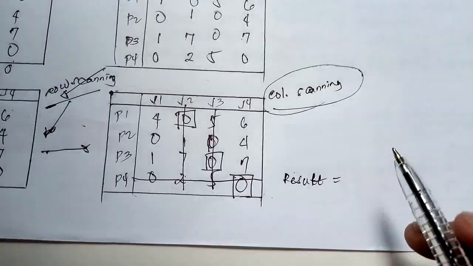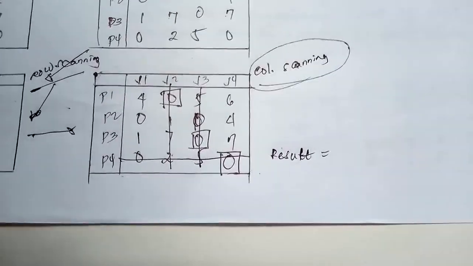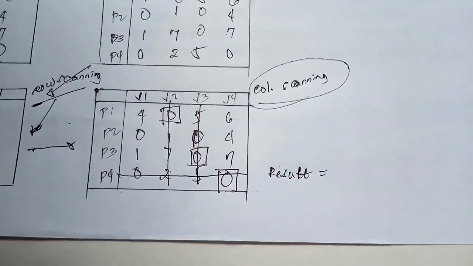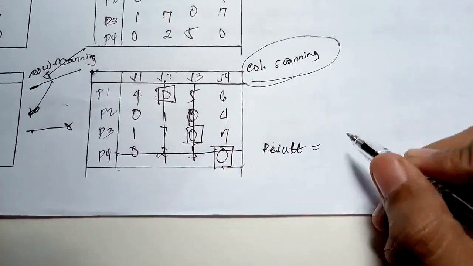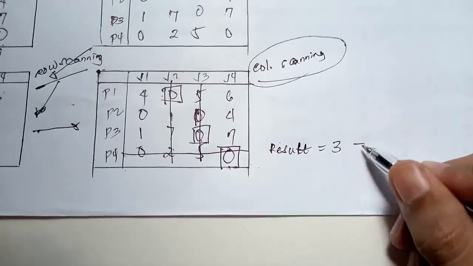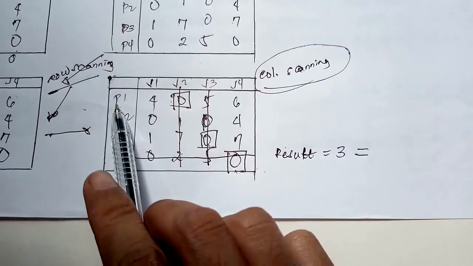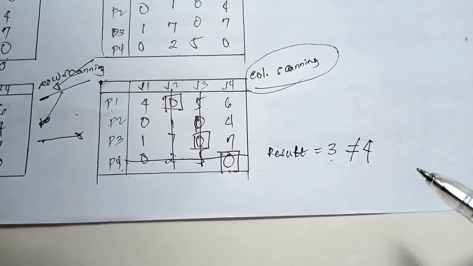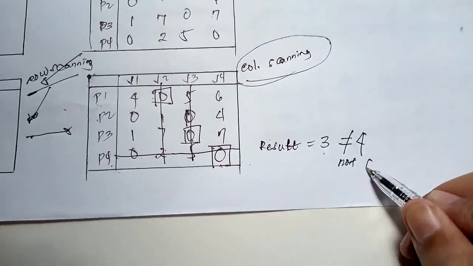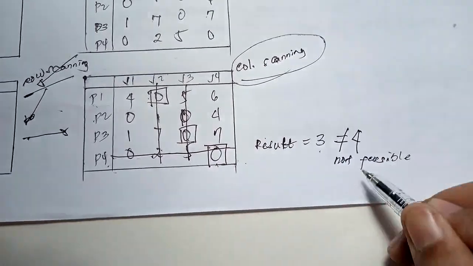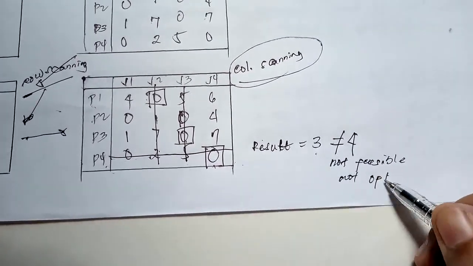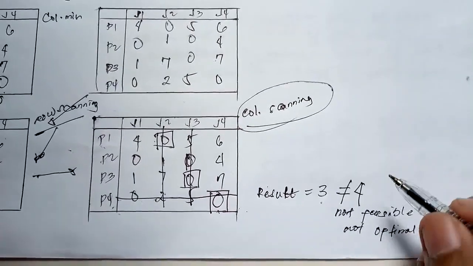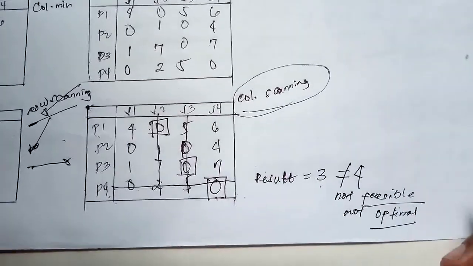In the result, we have to check if the number of marks is equal to the number of rows. We have 3 marks here, 1, 2, 3 squares, and equal to what? How many rows? 1, 2, 3, 4. So we have 4 rows. So 3 is not equal to 4, then it is not feasible, and also this is not optimal. So what are we going to do next? Because we have to create an optimal or feasible solution.